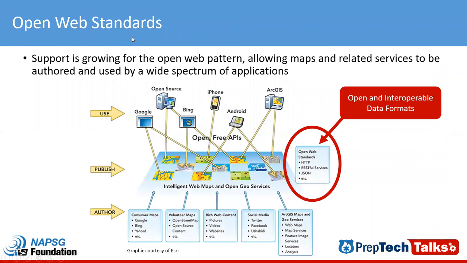So I'll share it with you in terms of open web standards a little bit as it relates to this. Support is growing amongst our community for the open web pattern, allowing maps, crisis management systems, and related services to be authored and used by a wide spectrum of applications. And I think this graphic does a really nice job at providing that diversity at the different levels where these open web standards and open and interoperable data formats come into play to be able to support the variety of uses that we rely on today to carry out our operations, be it crisis management or specifically for mutual aid operations across all levels in that spectrum of mutual aid. So this helps provide what are those open and interoperable data formats for dynamic data sharing specifically.